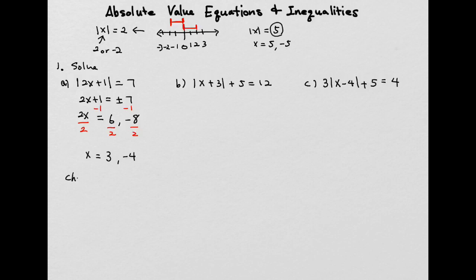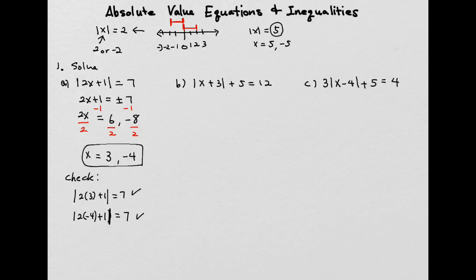So if we wanted to check, to show you, replace back into where you started. This should equal 7. So it'll be 2 times 3 plus 1 is 7, right? 6 plus 1, 7. And if you replace with negative 4, that's going to be negative 8 plus 1, which is also 7. So it checks out. Your solution is 3 and negative 4.